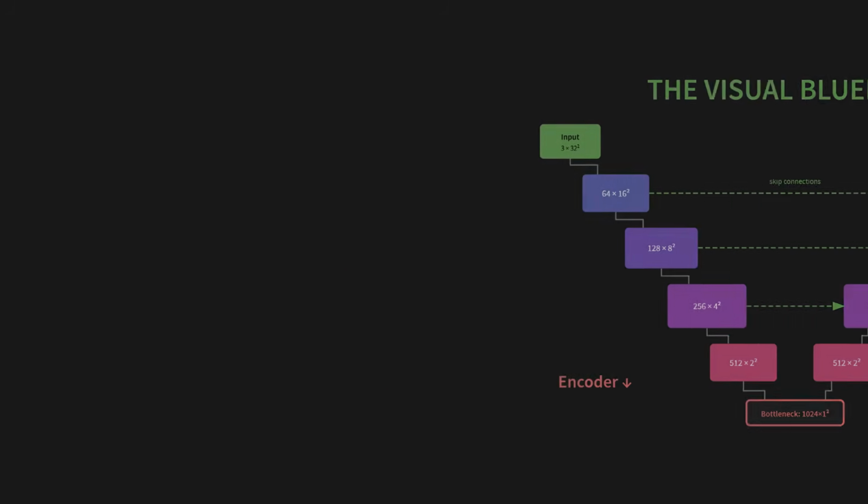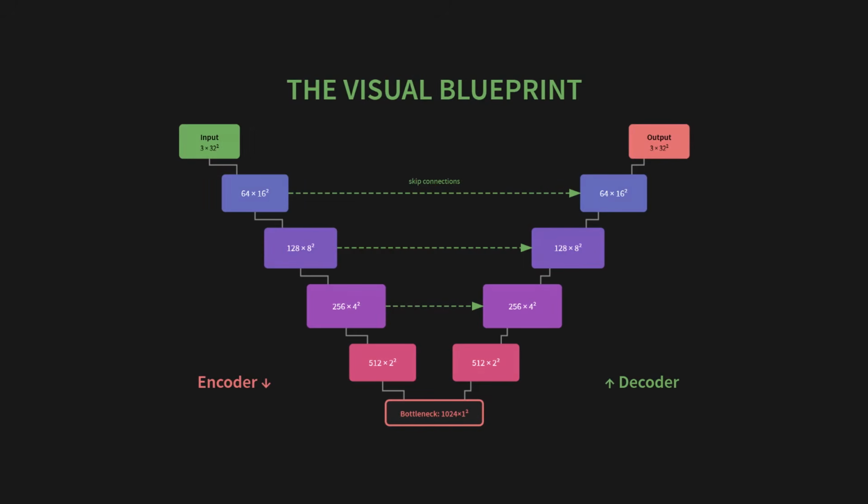We need a UNet. And here it is, the visual blueprint. It's called a UNet because, well, it's shaped like a U. On the left side, the data goes down in what we call the encoder, and on the right side, it comes back up in the decoder. You can see we start with our 3 by 32 by 32 input image. We squeeze it down, down, down, getting smaller and smaller until we hit this tiny little bottleneck at the bottom, and then we expand it all the way back up to its original size. And you see those little lines jumping across the U? Those are the secret sauce. Those are called skip connections.